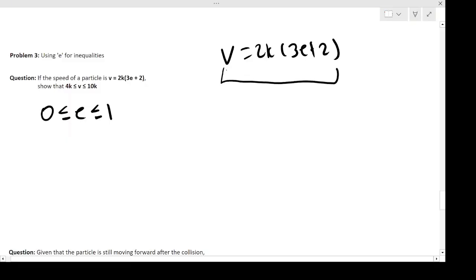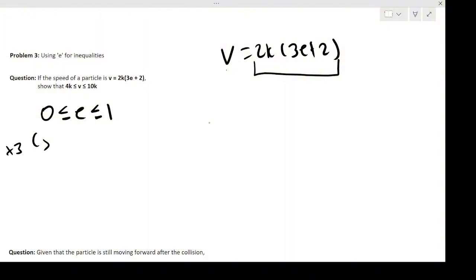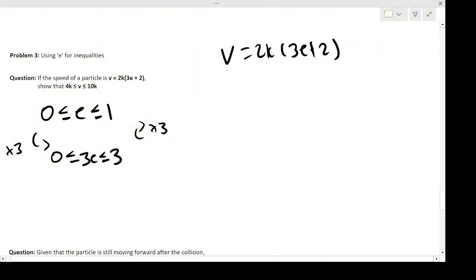do some stuff to then eventually get to the expression 2k of 3e plus 2. Okay, so what we can do is go step by step to get to this final expression here. So firstly, if I know E is between 0 and 1, then if I multiply the whole inequality by 3, it's going to be between 0 and 3e to 3. Okay, hopefully happy with that. Then the next step, I'm going to add 2 to the whole inequality. So I'm going to get 2 between 3e plus 2 to 5, okay?